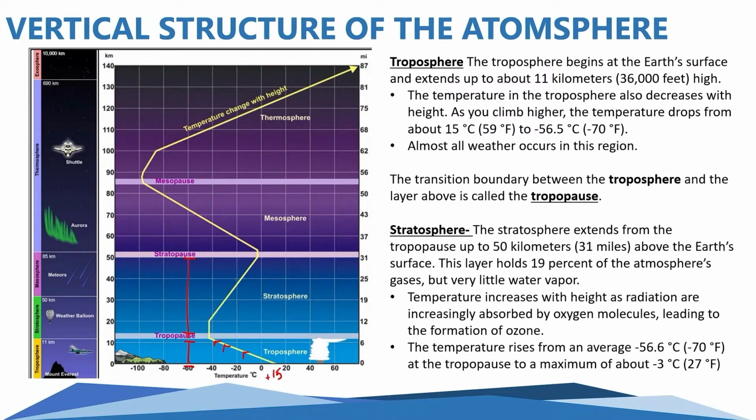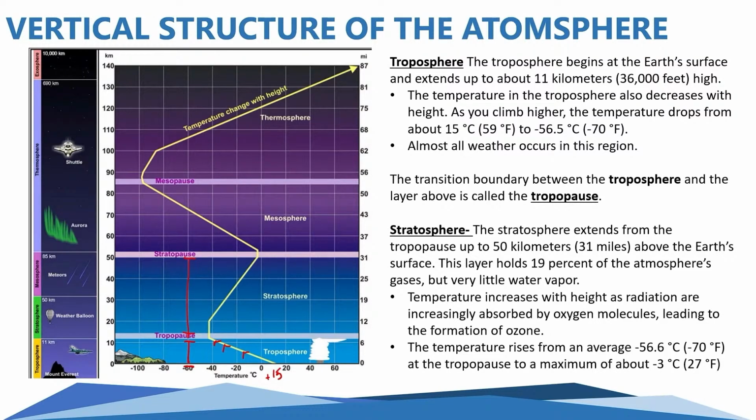The next layer above it is called the stratosphere. And the stratosphere is going to start at the tropopause and extend up to 31 miles above the Earth's surface. There's very, very little atmospheric water vapor and those types of things. So that's the reason why the weather is really kept to a minimum.